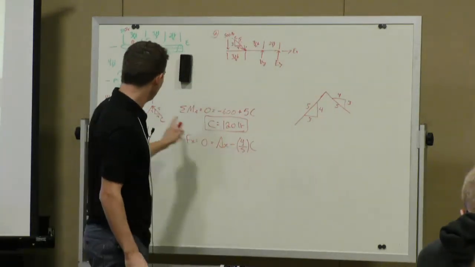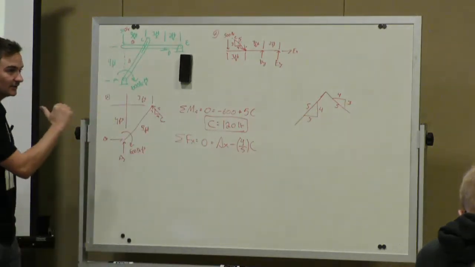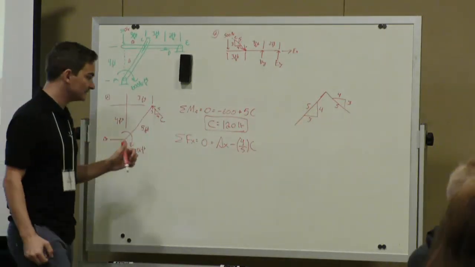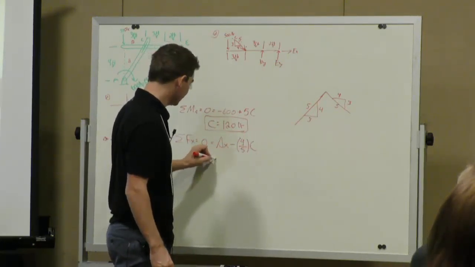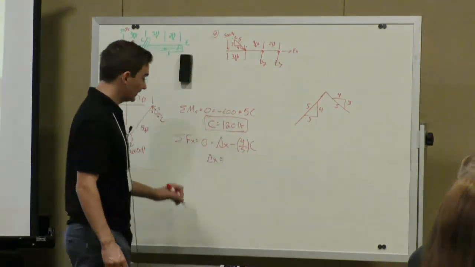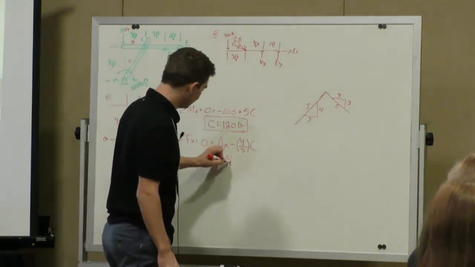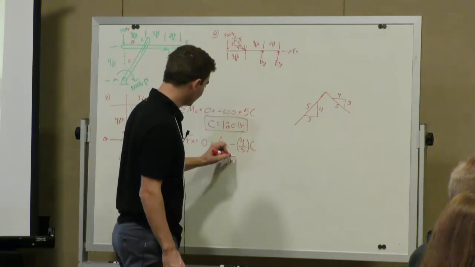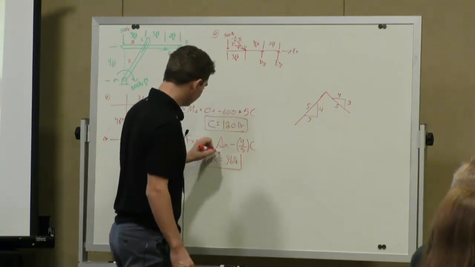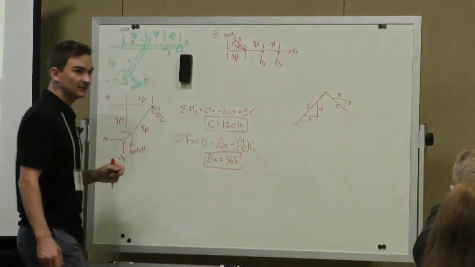And it is acting in the negative direction, so it's negative 4/5 C. So we could substitute 120 for C, and what is AX equal to? 96. And what are the units? Pounds. Does everyone see how we got those?